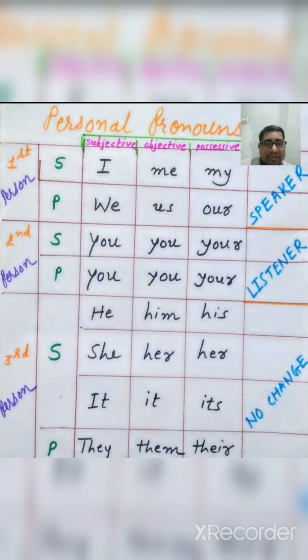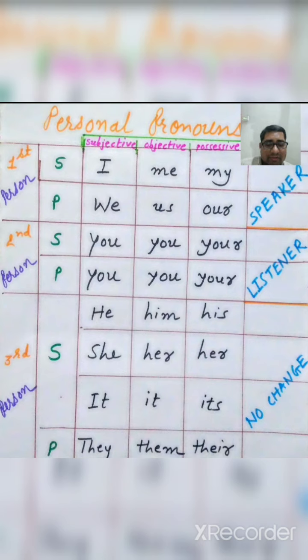Now third column you can see here possessive case. Possessive case: my, our, your, his, her, its, their. Okay, these all the pronouns are in possessive case. They show possession, they show ownership. We have seen in our previous chapters that these pronouns are also used as adjectives. Okay, possessive adjectives. So very important.